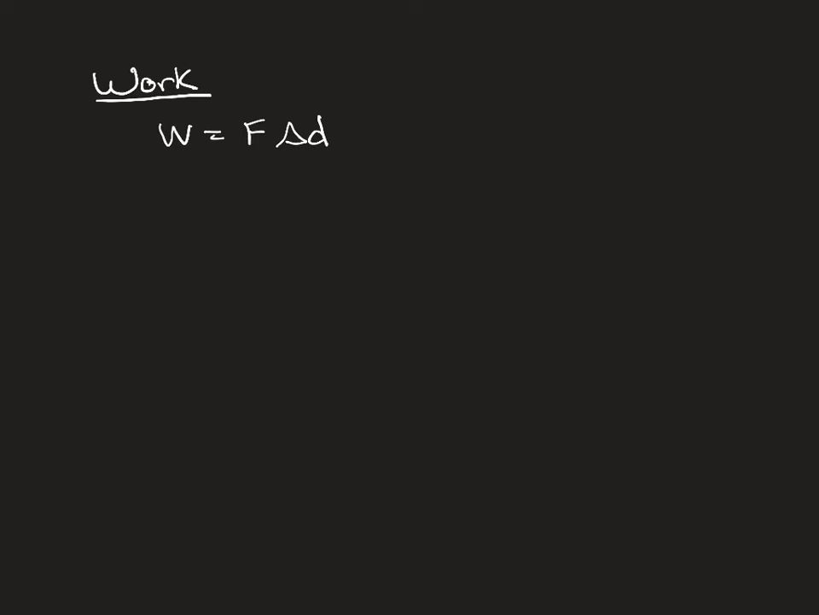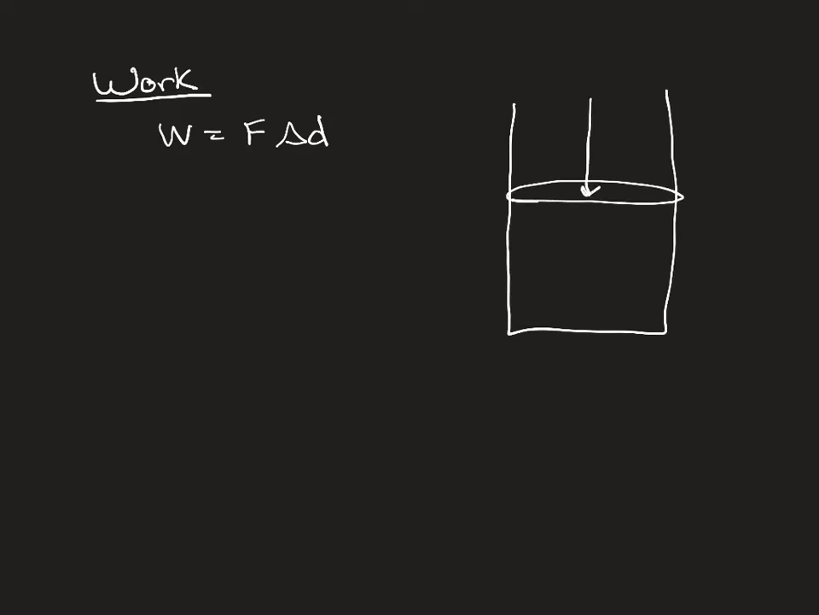So if we have a container and we put a piston on top of it so that we can apply an even force downward, when we apply that force over this area, it's going to push the piston down some delta D. So we're still going to apply a force over distance, but now because we're talking about a gas, we want to talk about how the pressure and volume are affected rather than force and displacement.